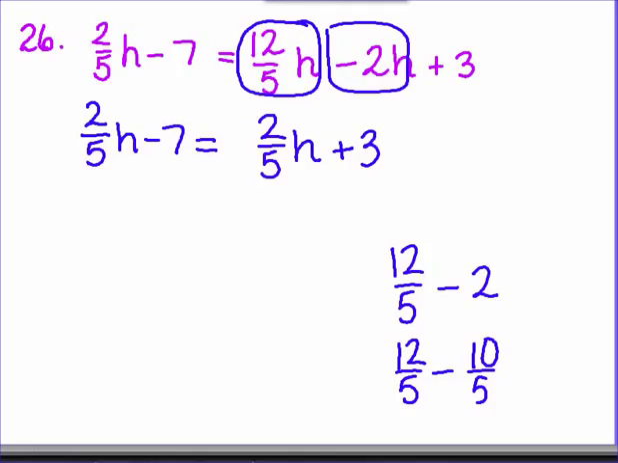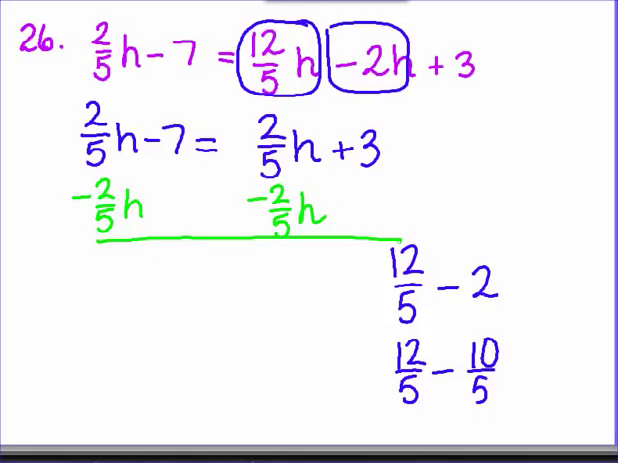So now goal: variables on one side, numbers on the other. What do you want to move? Do you want to move the h's? Okay, so I'm going to move this 2/5 h to the left side. On the left side, 2/5 h minus 2/5 h is 0.